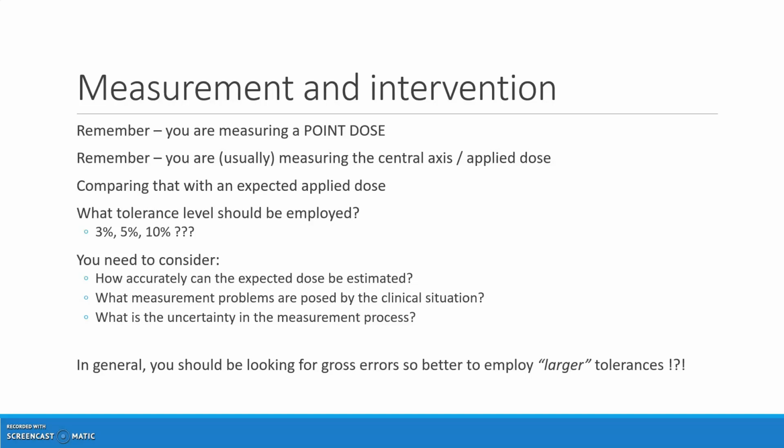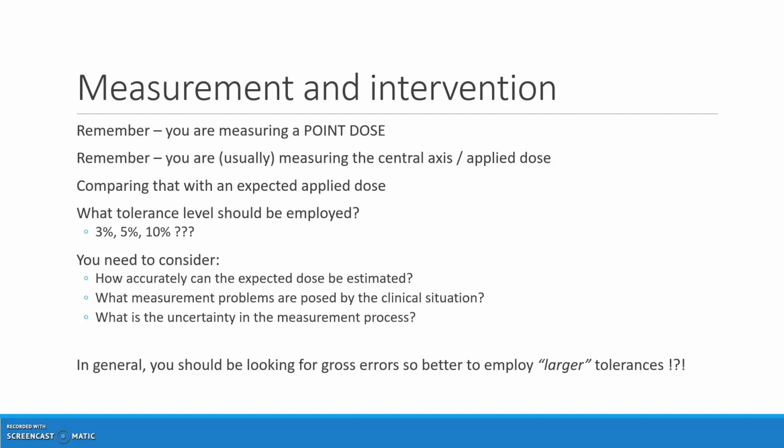Is it tricky that the diode might spring up or down according to body hair? Is the diode positioned in a high dose gradient? All of these things can affect how accurately we can measure the dose. So there's going to be some degree of uncertainty in the measurement process. Now you might think instinctively and intuitively that actually it's better to have smaller tolerances because that means we're delivering a more accurate treatment. But in general practice, the accuracy that we can achieve is between 3 and 4%.